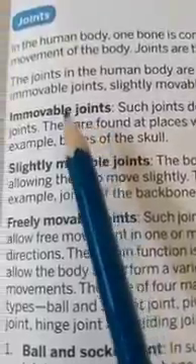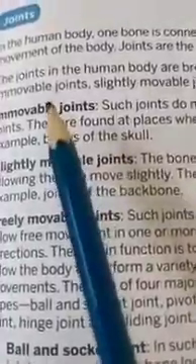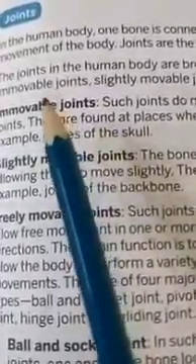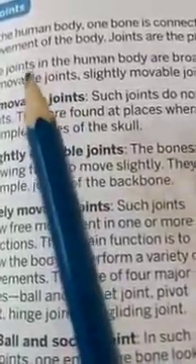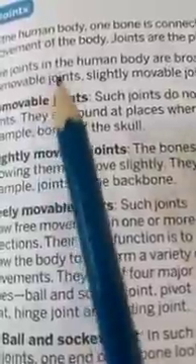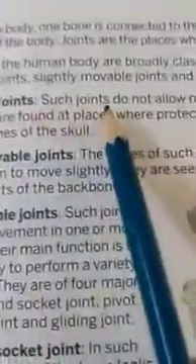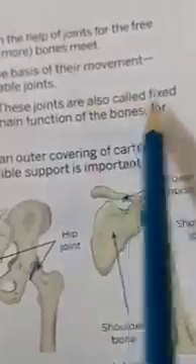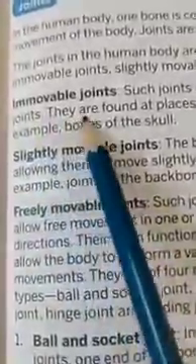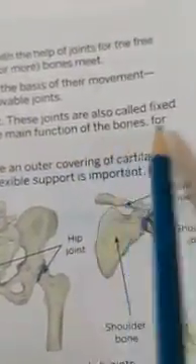Dear students, these joints do not allow any movement between the bones. For example, the bones of the skull, except the lower jaw, are interlocked with each other and held together by fibrous cartilage, which does not allow any movement. So this type of joint is an immovable joint. Such joints do not allow movement. These joints are also called fixed joints. They are found at places where protection is the main function of the bones. For example, the bones of the skull.